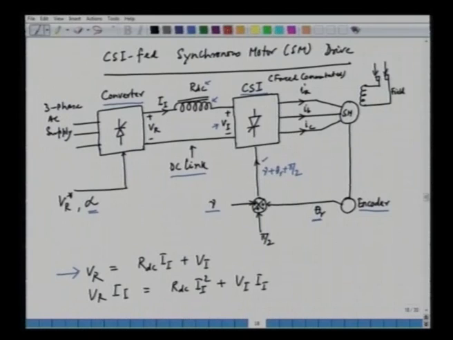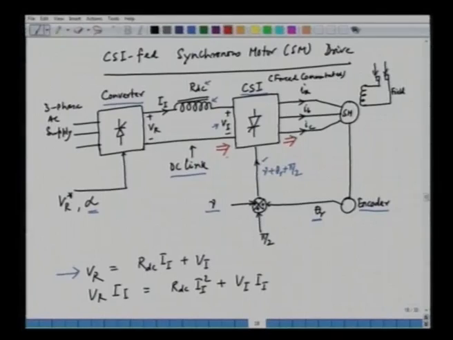So what we see here is that the power is entering the CSI and then it is going out of the CSI. In this case we can assume that the inverter has 100% efficiency. There is no loss in the inverter in the ideal case. So if we assume that the inverter does not have any loss, whatever is the input to the inverter will be the output of the inverter. The input is the DC power and the output is the AC power. So this VI into II represents the input power to the CSI.